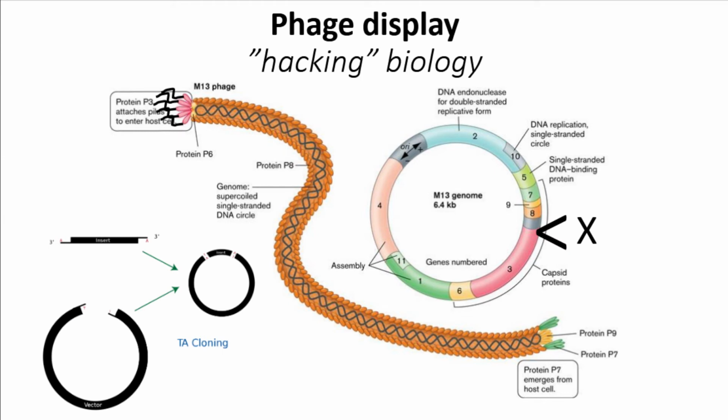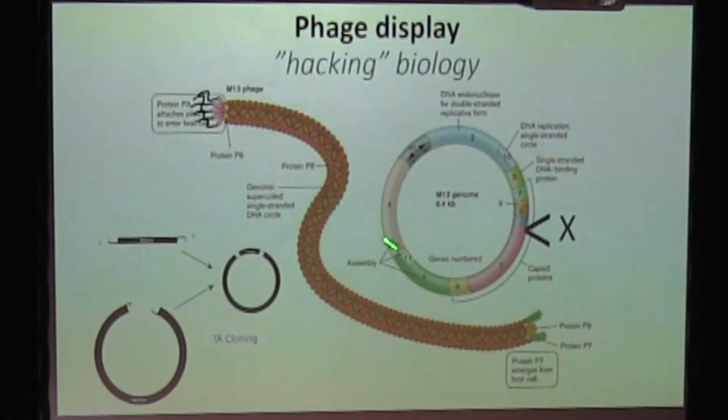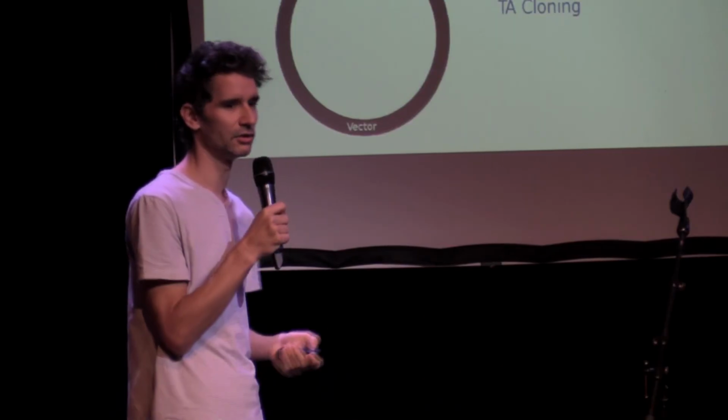And at some point, scientists learned how to hack these phages. So what they learned is if they take the DNA of the phage and they introduce a new piece of DNA at this position, and then they take the phage DNA and put it inside a bacterial cell, then the bacterial cell will start to produce a new phage, this one here. But in this case, it's different because this new type of phage has now a new protein displayed at its tip. And this new protein here was encoded by this new piece of DNA that you introduced here.